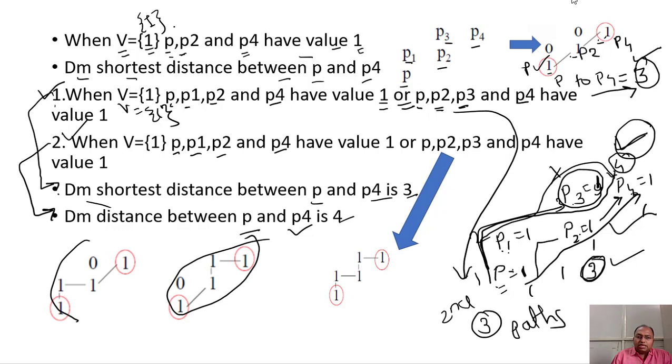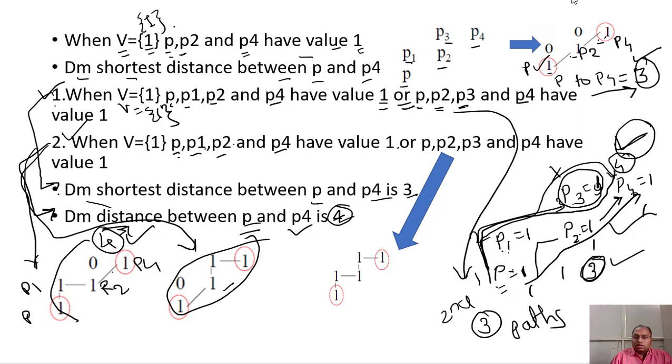So the distance between this and this, let us say this condition is there, right? So this is P1, P2 and P4. Are you getting it? So the shortest path, or the distance between the pixel P and P4, will be what? It has 4 as the distance between them. But over here as well, this is the condition, right? So this is valid for both conditions.